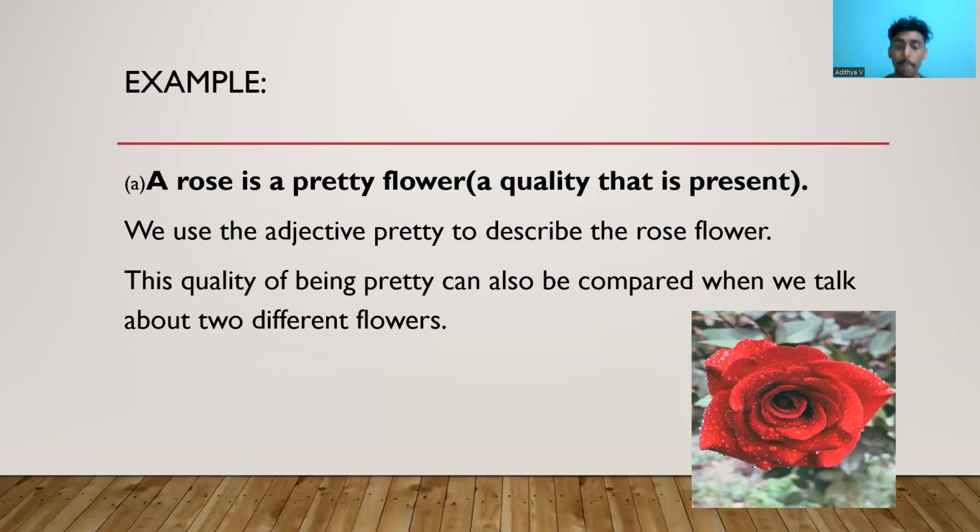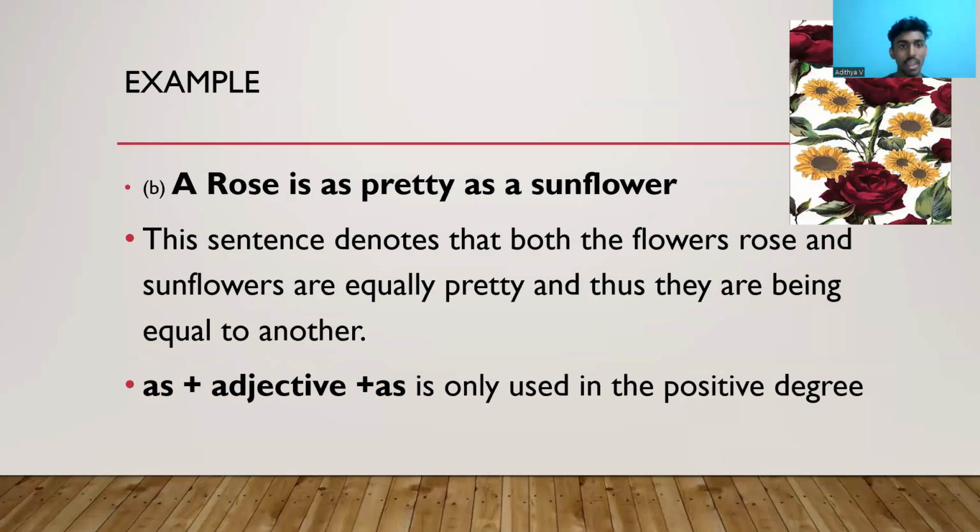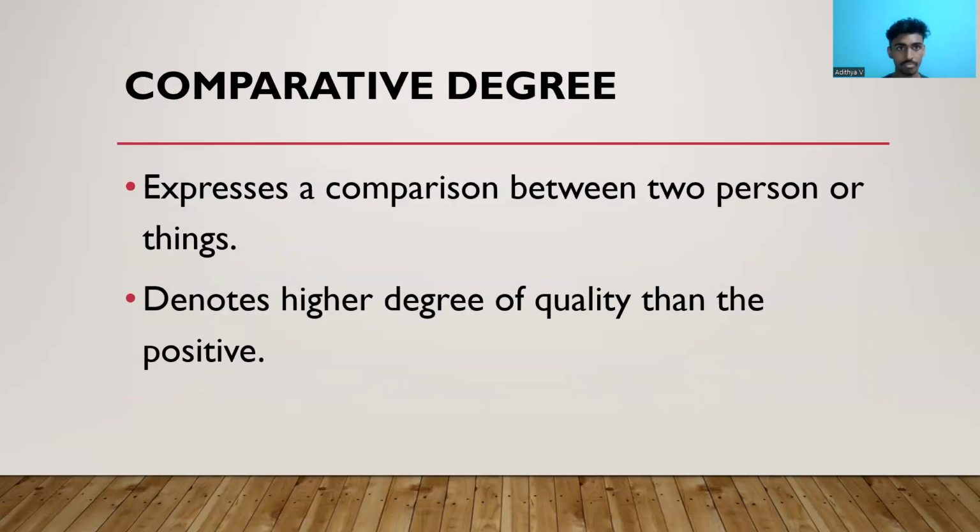A rose is a pretty flower, a quality that is present. We use the adjective pretty to describe the rose flower. This quality of being pretty can also be compared when we talk about two different flowers. Example, a rose is as pretty as a sunflower. This sentence denotes that both the rose and the sunflower are equally pretty, and thus they are equal to another. If you see the sequence, as plus adjective plus as is only used in the positive degree.